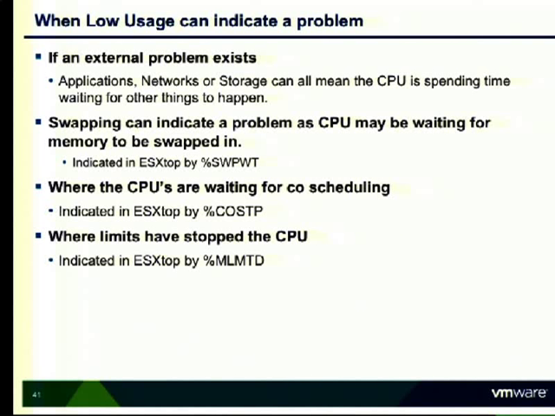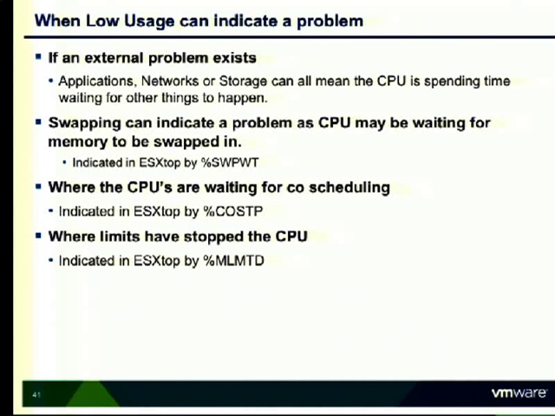What can cause low usage is an external problem. If we're swapping, for instance, we can have a problem whereby we're waiting for the swap memory to come back in. And we can tell that in ESX Top using that percentage swapped out, swap wait, indicator. That shows us that it's spending time waiting for memory to come back in. The other problem is co-scheduling. Where we've got machines that have multiple CPUs inside them, they're waiting for all those CPUs to be scheduled at the same time. And again, we can see this within ESX Top using the co-stop indicator.